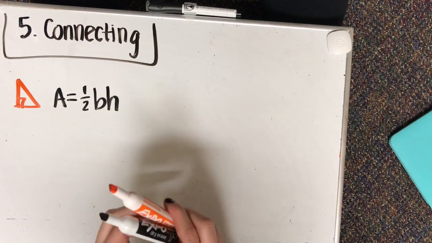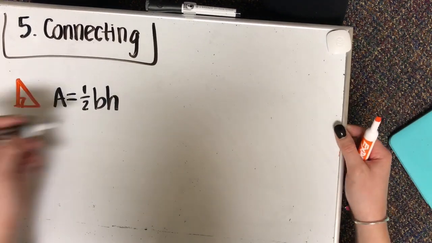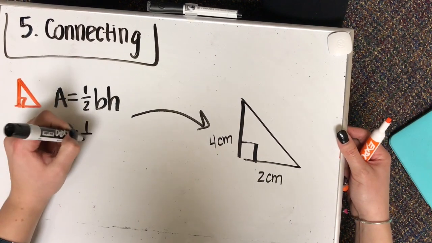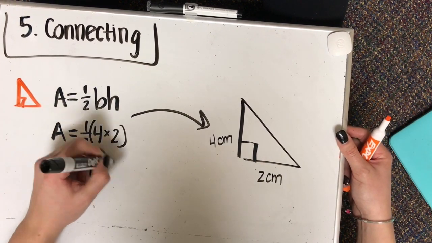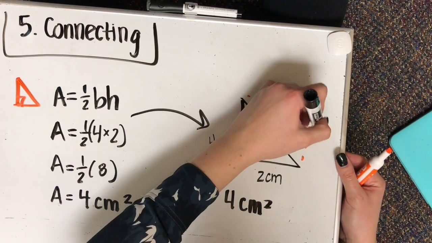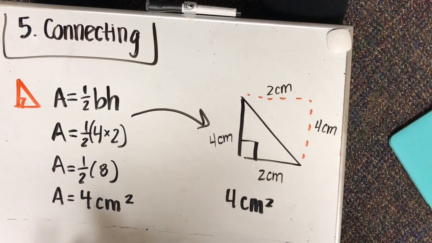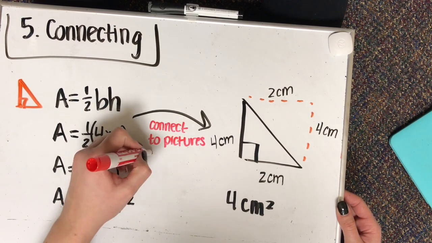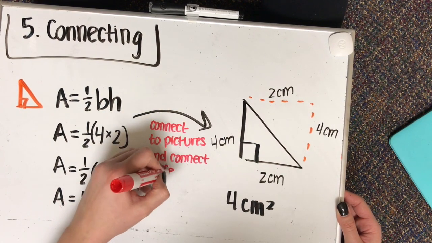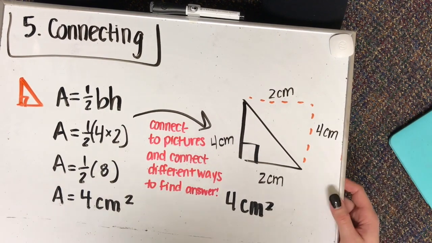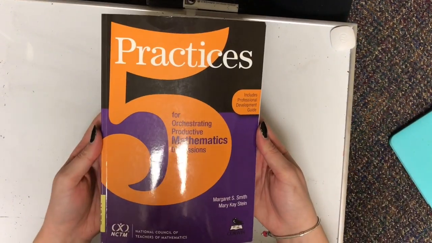Your last practice is number 5, connecting. So as a teacher, after your students have presented their ideas, you want to really help connect their solutions and all their ideas back to the problem and connecting it all together to find your answer, make it understandable. Connecting is so important, to connect it to pictures and have students understanding how the problem works and how the equation is built, so that they can remember it a lot better.